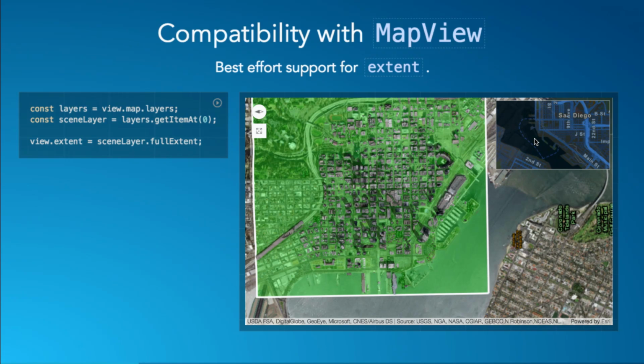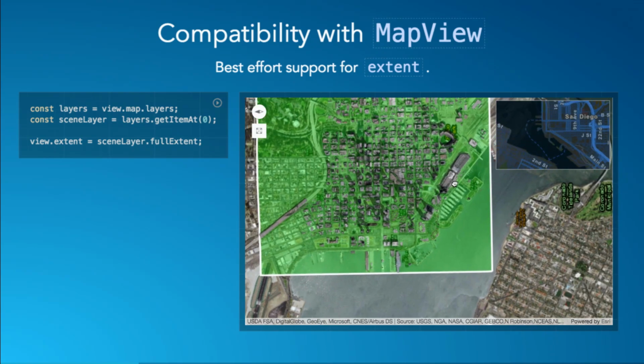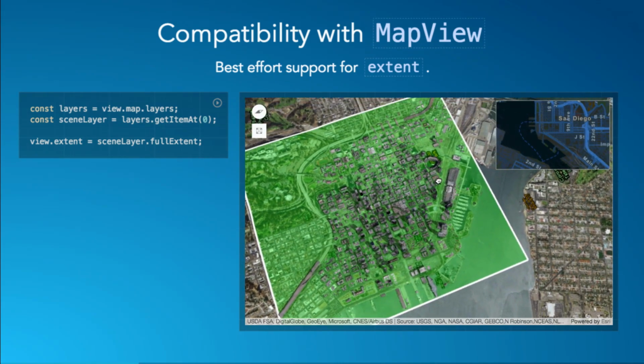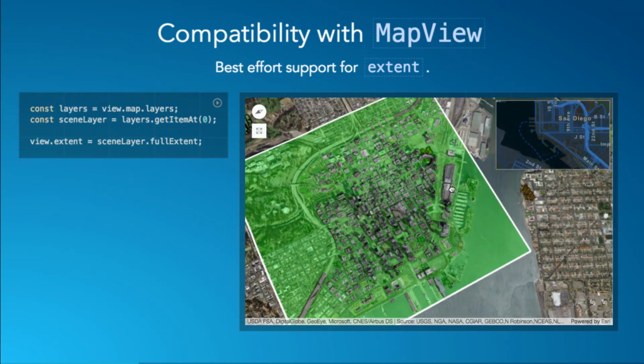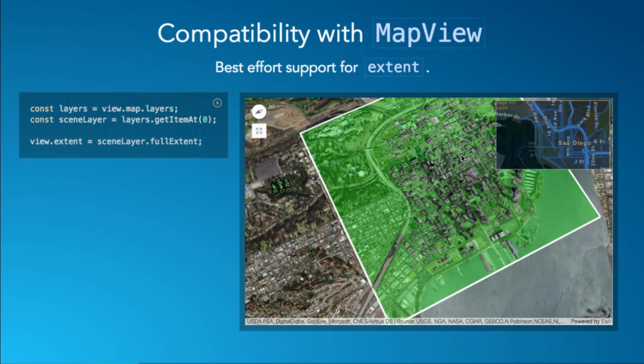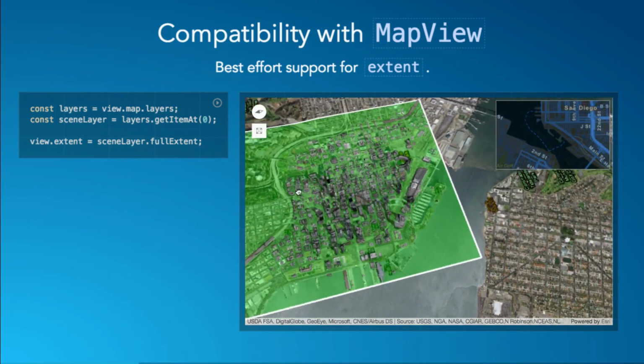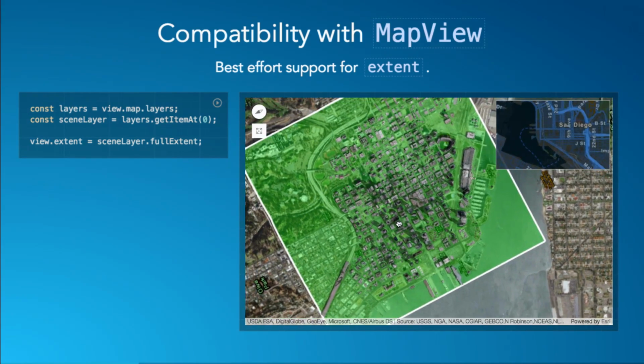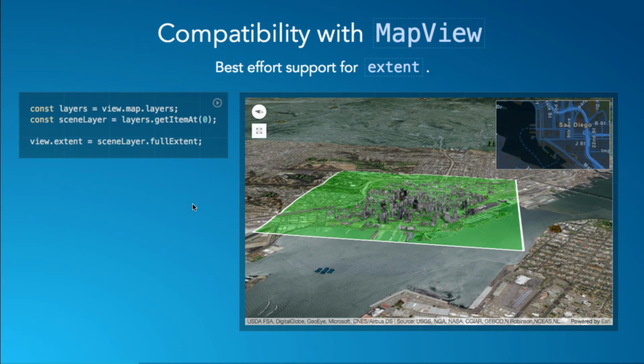Here I have a small 2D map that is a view on the same location, and we synchronize these by checking the extent. We copy the extent of one to the other. If I rotate it, you can see that in 2D this stays in the same position, because the extent that we compute in 3D doesn't actually change. So it's good to be aware of these differences.